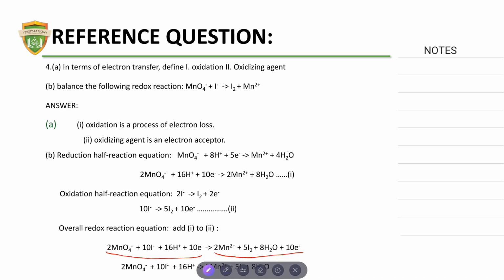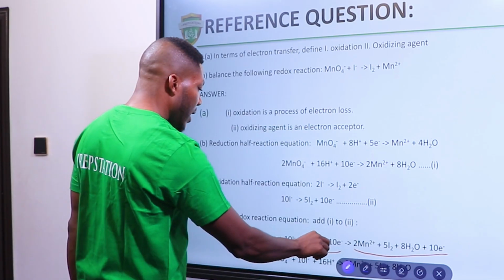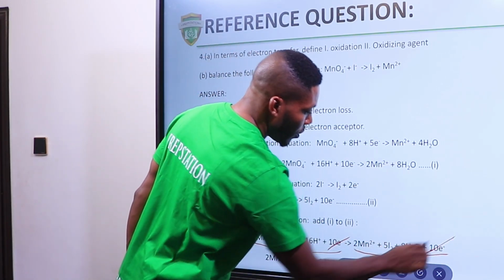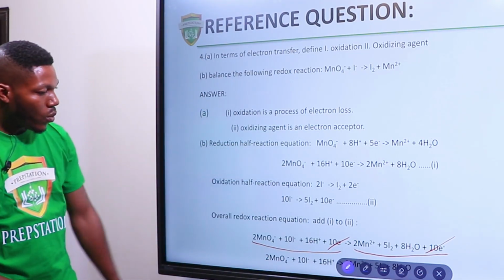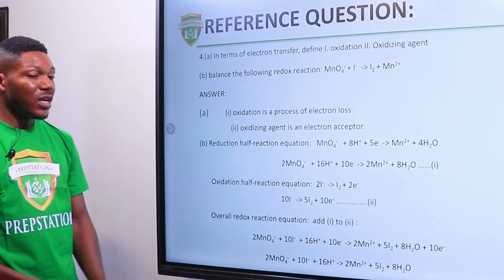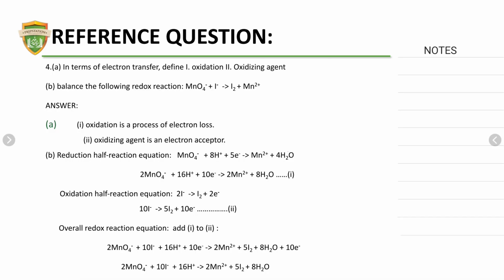When you now do this, what is common? The 10 electrons are common. When you cancel that out, what you have left is your complete balanced equation. It's very easy. Just take your time, pause the video, look at it critically, and you get the concept.